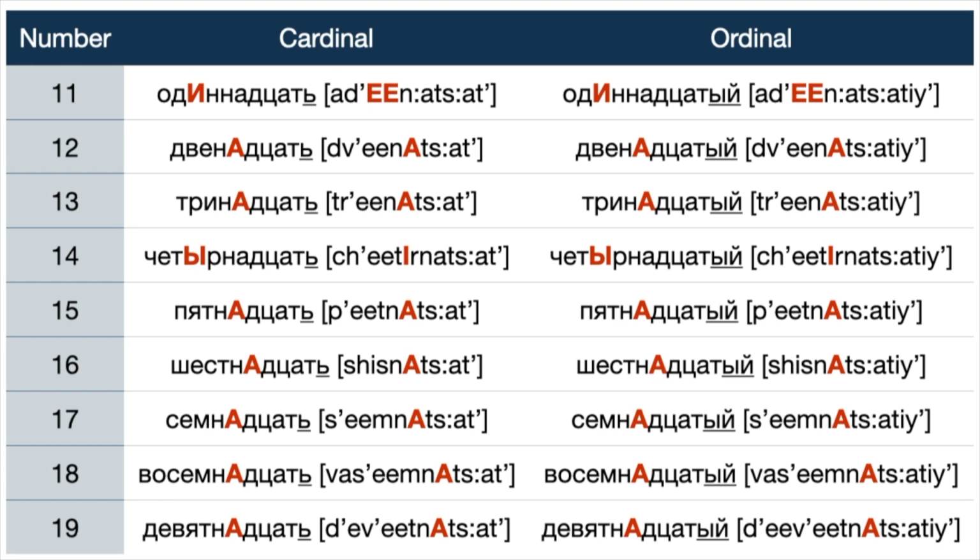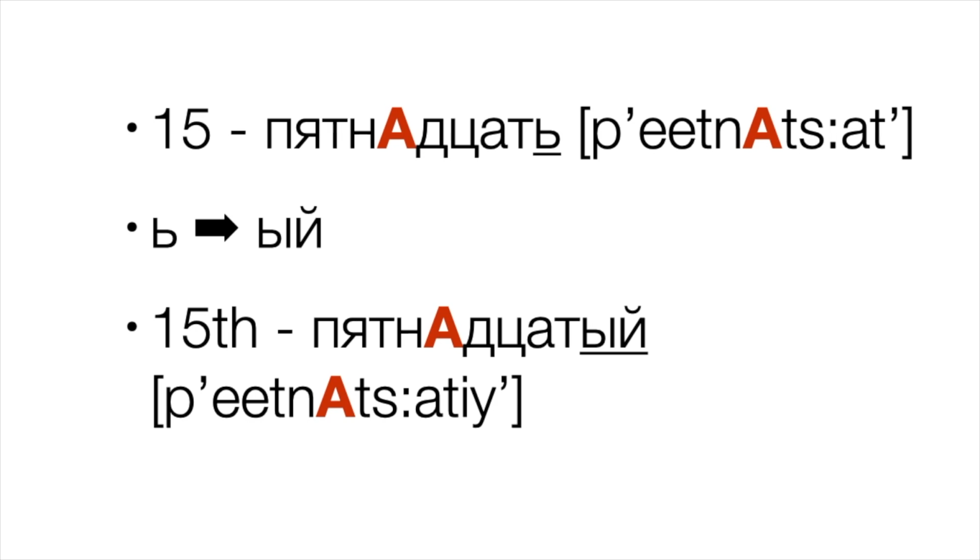19. Pay attention that the stress falls on the same syllables of the numbers from 11 to 19. As you see, to make an ordinal number from 9 to 19, you need to replace the soft sign of a cardinal number with the ending «ый».